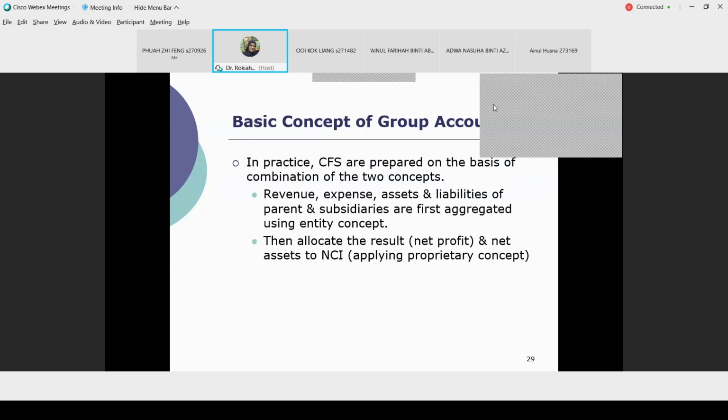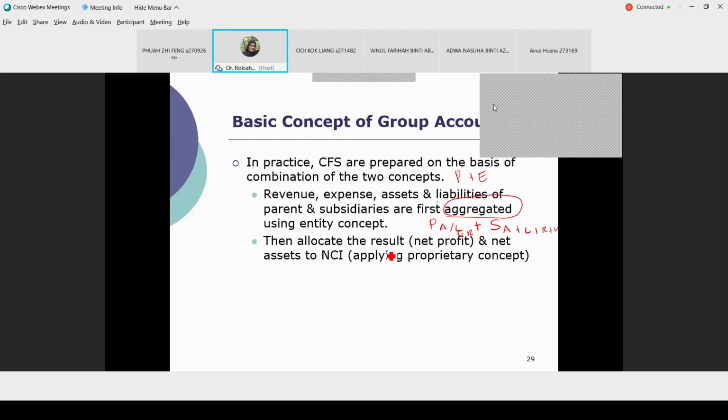So it said that in practice, consolidated financial statements are prepared on the basis of combinations of the two concepts. A combination of two concepts means the proprietary concept plus the entity concept. Revenue, expense, assets, and liability of the parent and subsidiary are first aggregated using the equity concept. Aggregated here means that we're going to add together the parent assets and liabilities with the subsidiary assets and liabilities, together with the expenses and revenue also. Aggregate here means that you're going to total up all the amounts.